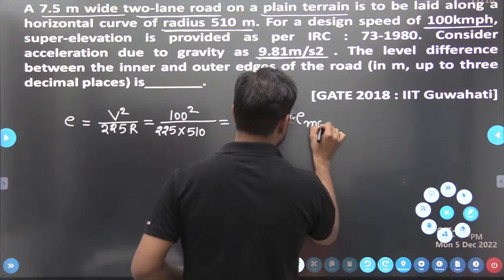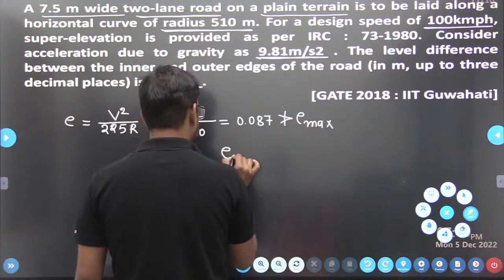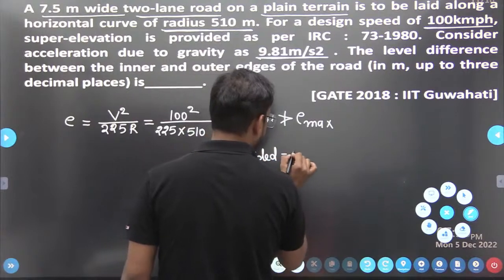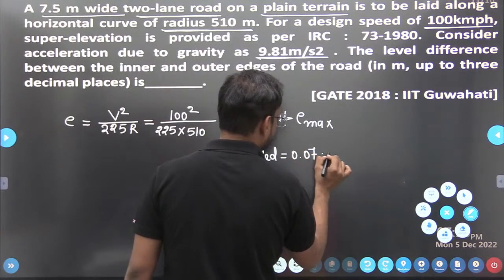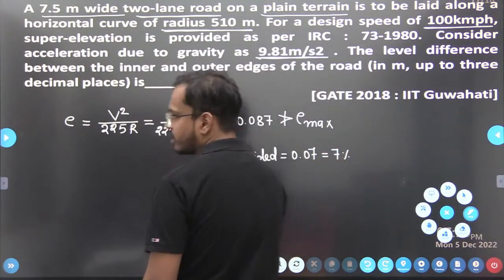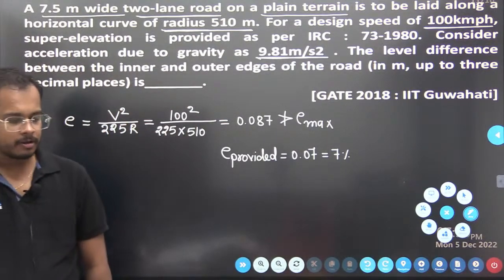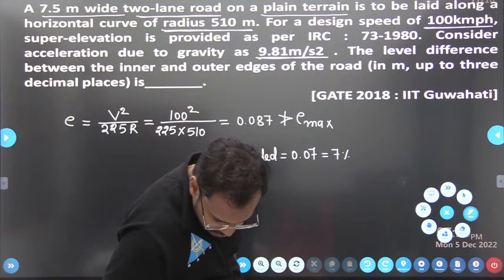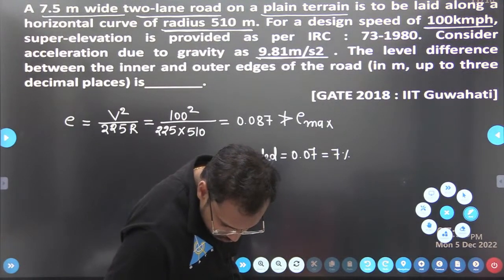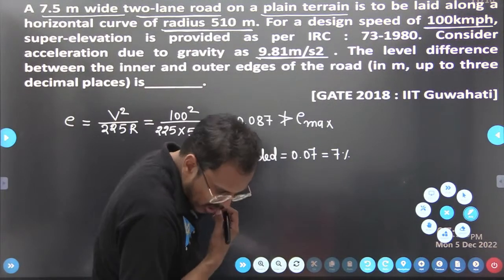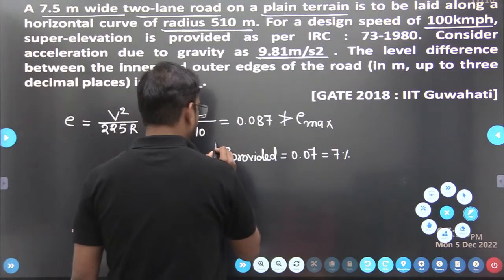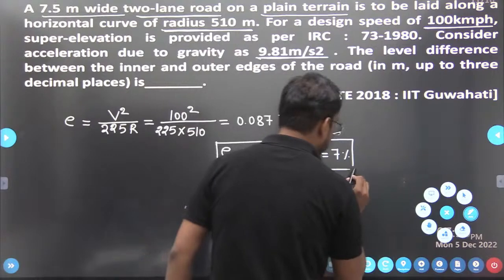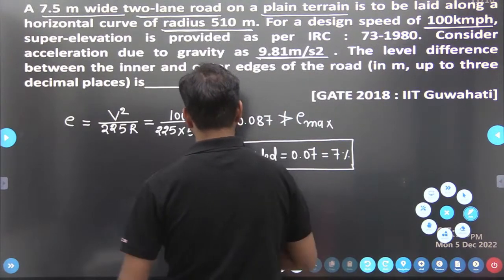So the value of super elevation provided is equal to 0.07. It is the value. That means 7%, because plain and rolling area is given in the question. Am I right? Now see here, my dear friend, E provided, that means super elevation provided, is equal to 7%, that means 0.07.